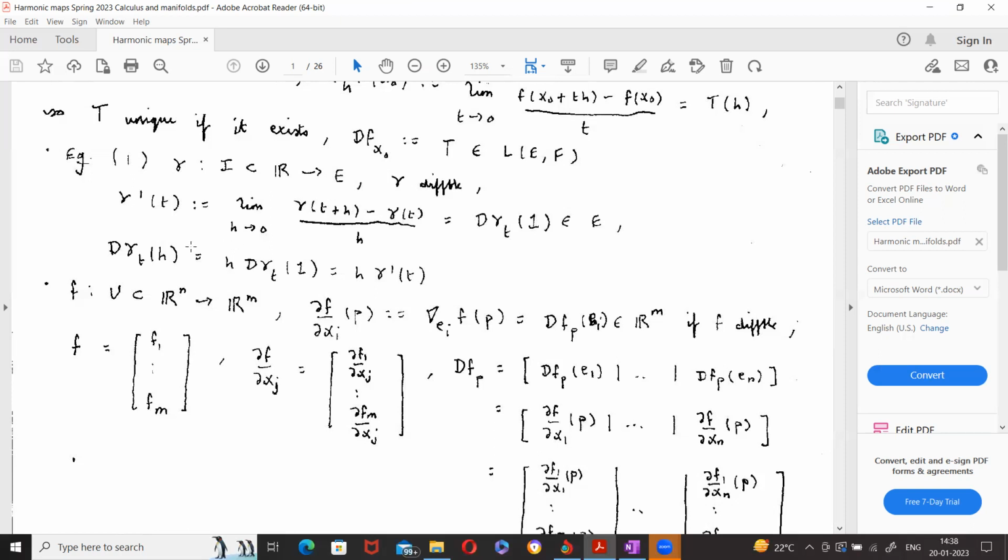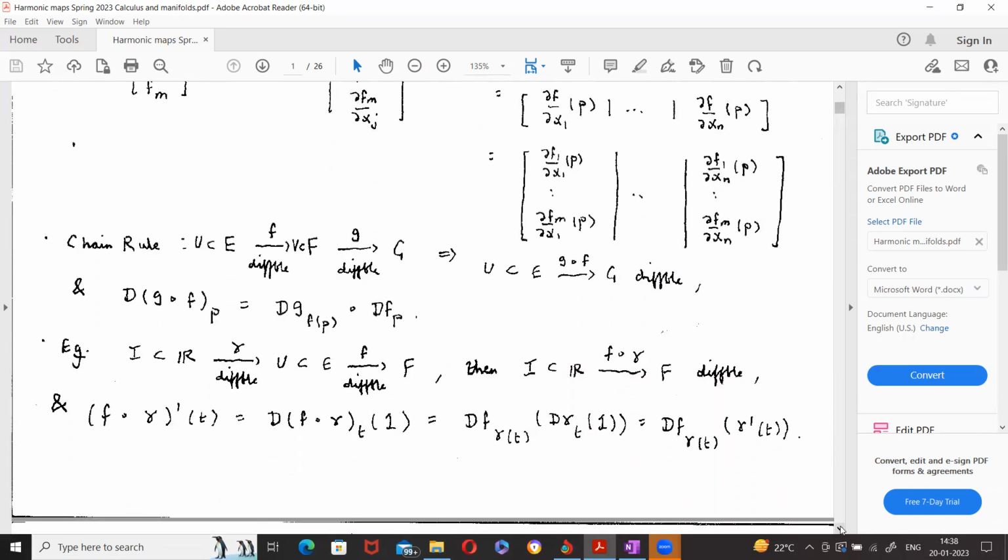And the linear map d gamma at t is determined by this gamma prime t, because by linearity, d gamma t of h becomes h times d gamma t of 1. So that becomes h times gamma prime t. So if you know gamma prime t, you also know d gamma at t. Fine.